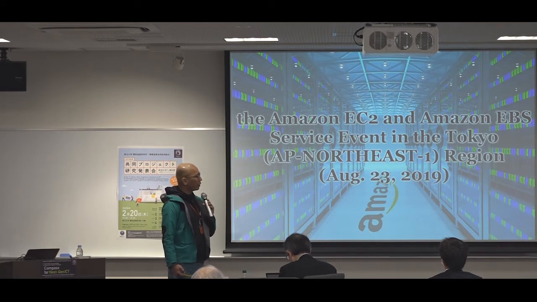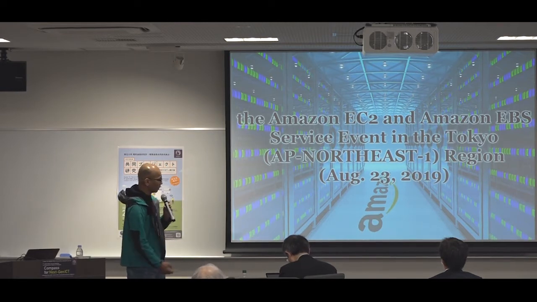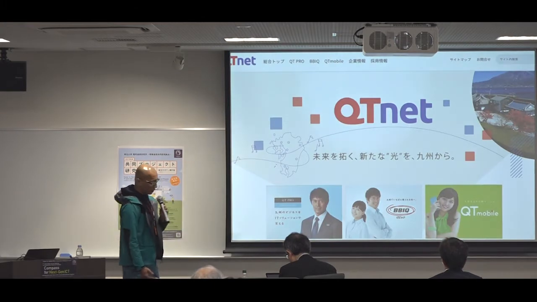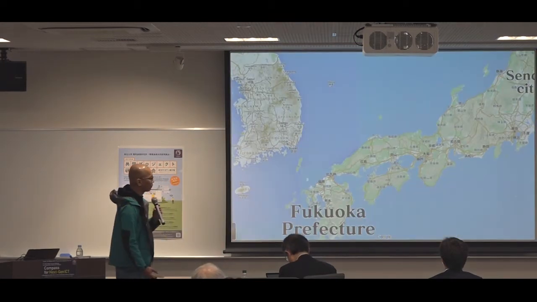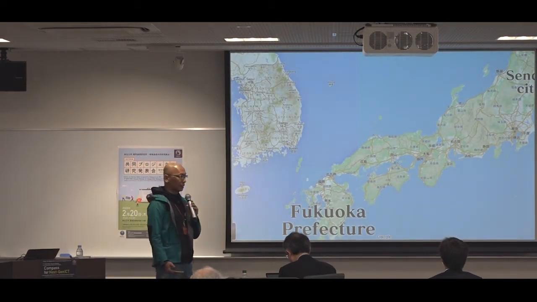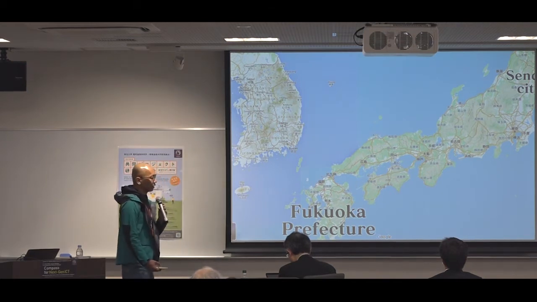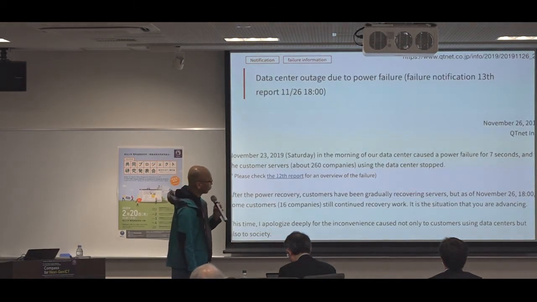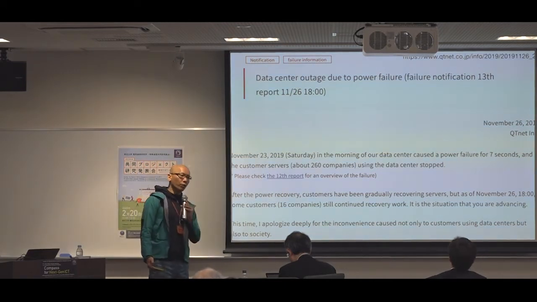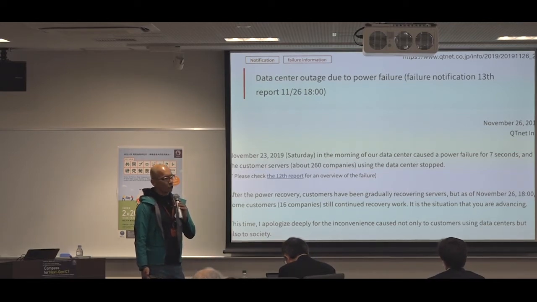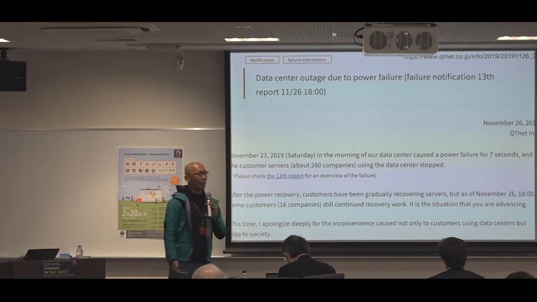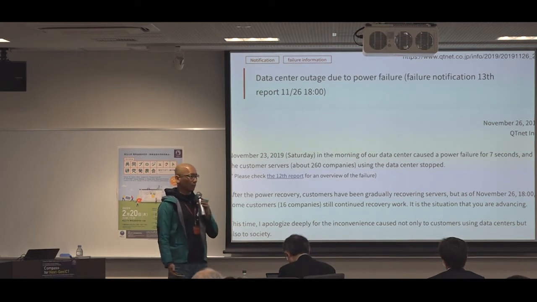Several months after this Tokyo region failure, a data center power shortage occurred in November 2019 at QTNet, one of the very famous data center companies in the Kyushu area, located in Fukuoka prefecture. It had a very bad effect on electronic cash services such as PayPay and LINE Pay. Because of the power failure of this data center, some electronic cash could not work properly at the time.